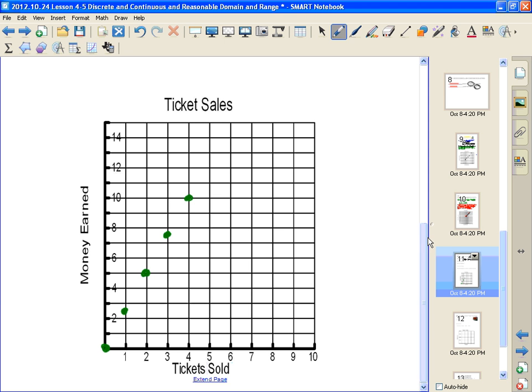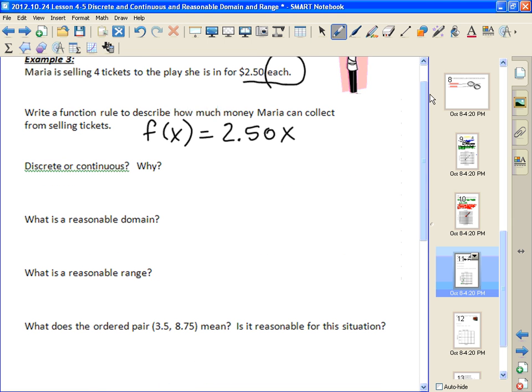For this one, it would be a discrete graph. I would not be able to sell a half ticket, so the numbers between 0 and 1 would not be connected. They would not be included in this situation. So here it is a discrete situation, and the reason is you can't sell half a ticket.